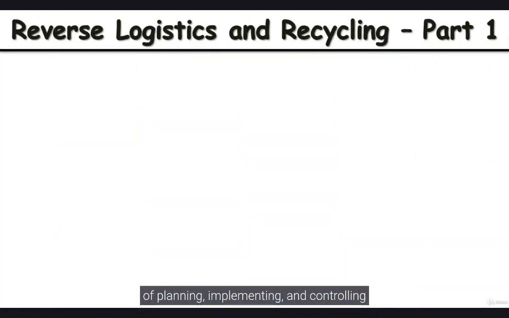From a process management point of view, reverse logistics is defined as the process of planning, implementing, and controlling the efficient flow of materials in process inventory, finished goods, and related information from the point of consumption to the point of origin for the purpose of recapturing value or proper disposal.